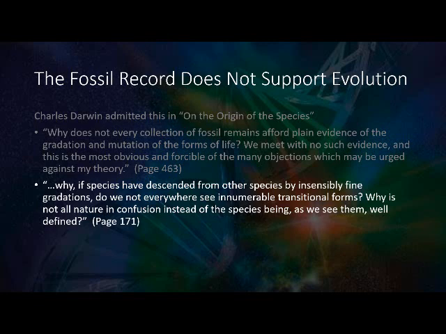He said in another place in the same book, "Why, if species have descended from other species by insensibly fine gradations, do we not everywhere see innumerable transitional forms? Why is not all nature in confusion, instead of the species being, as we see them, well defined?" Very good questions, because that's what we see. We see obvious species, we see dogs, canines, we see cows, bovines. We can tell the difference, but we don't see something in between various species, or I should say genus or families. Species is too specific.